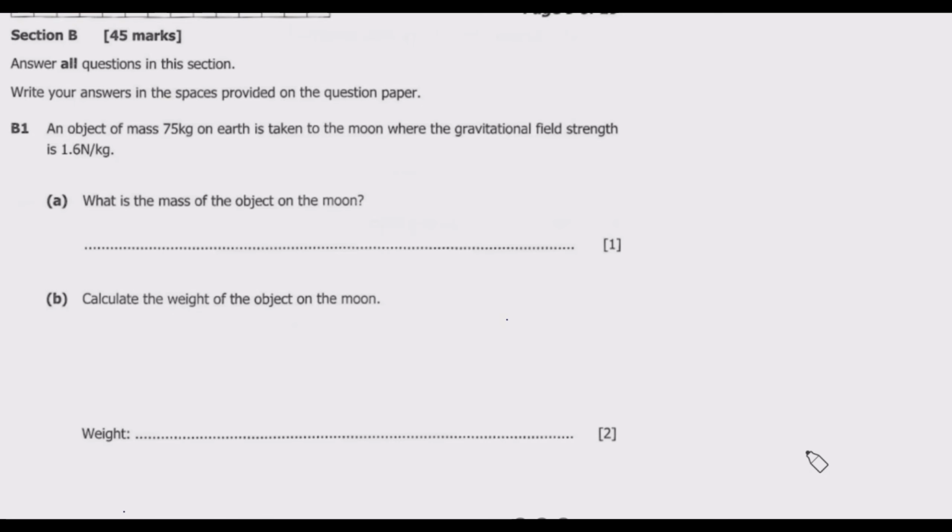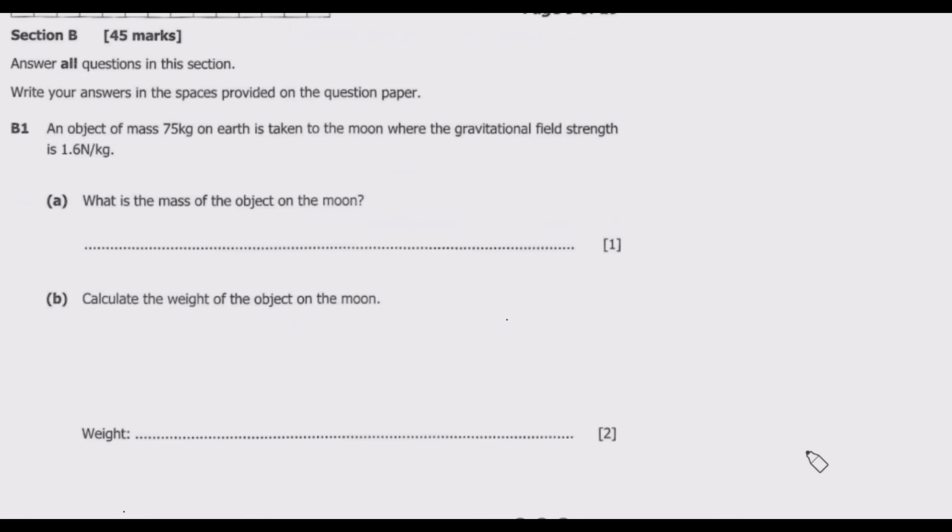In this episode, we continue looking at the 2020 GCE Science Paper 1. Now we are looking at section B, where you're expected to answer all the 9 questions, and this section carries 45 marks out of 85 marks. So let us start with question B1.